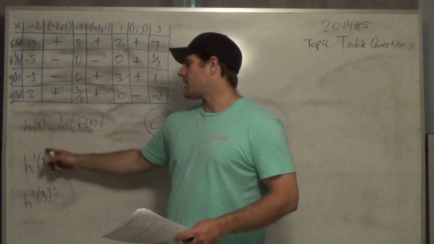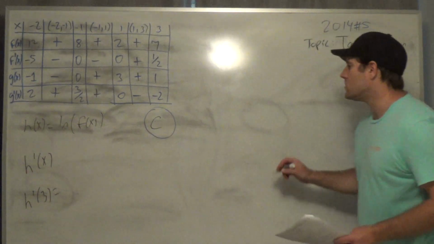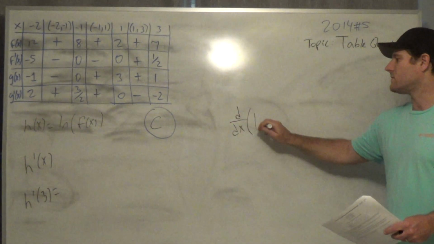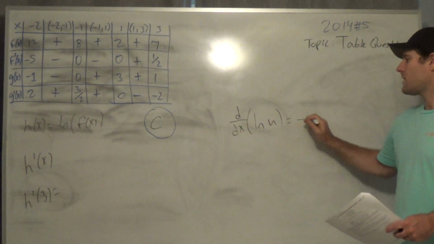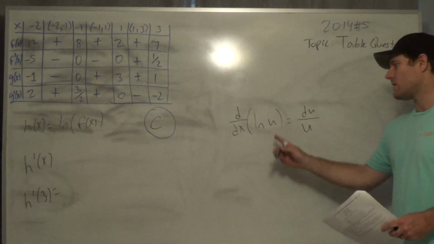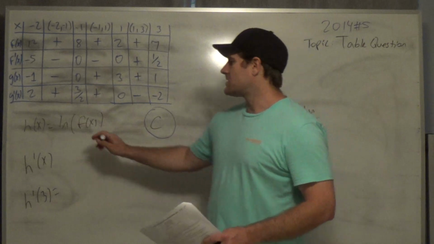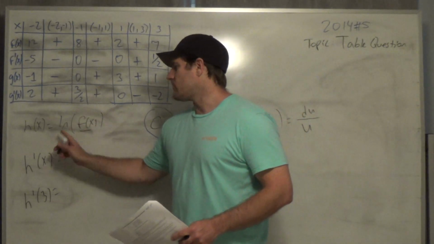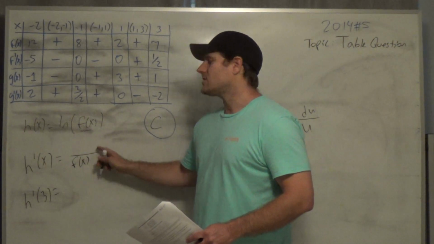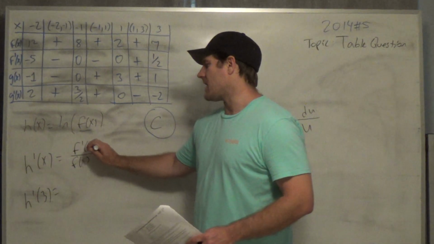So to find h prime x, we need to take the derivative, which means we need to remember the derivative of ln of u. We have to have the formula memorized: the derivative of ln of u has u on the bottom and its chain, du, on the top. The derivative of ln of u is du over u. So this is an ln of u, and that's the u. So the derivative has f of x on the bottom and its derivative on the top. Well, the derivative of f of x is f prime x.